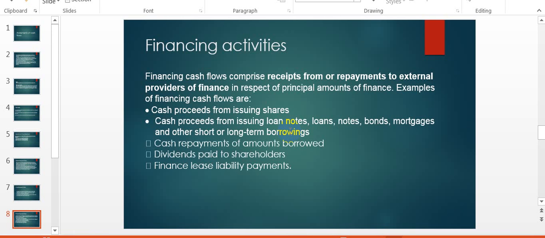But you could also pay back the loans. So you look at the movement, as the loans increased, or as the loan reduced. If the loan has increased, then you've borrowed, cash has come in. If the loan has reduced, the balances from last year to this year, it means you've paid out, cash has gone out.